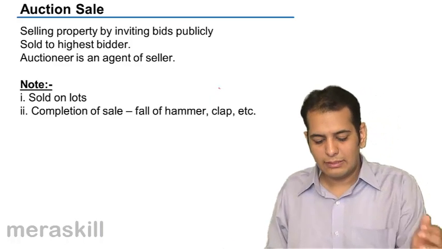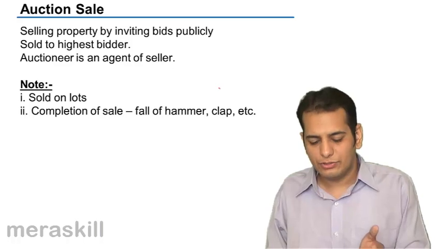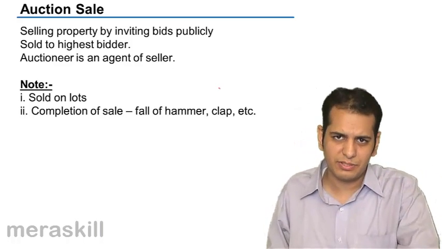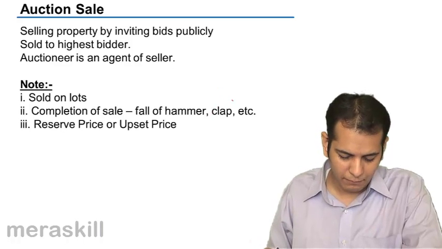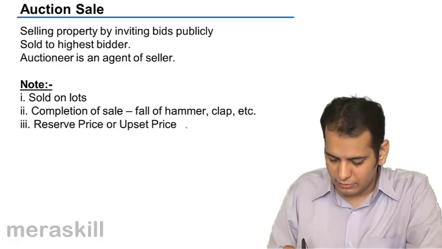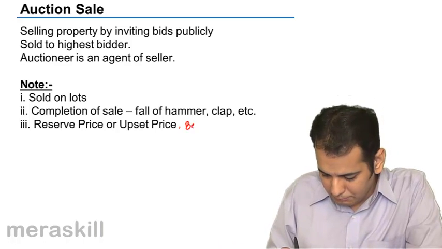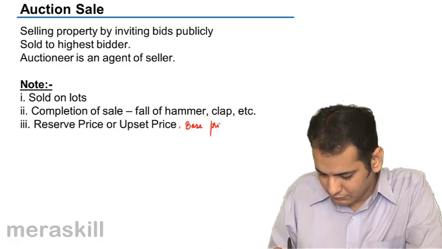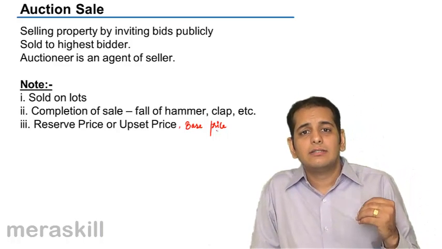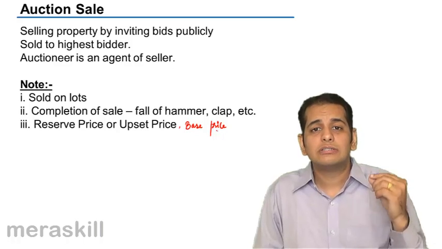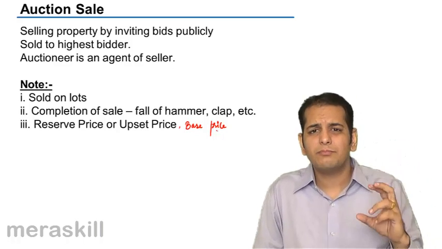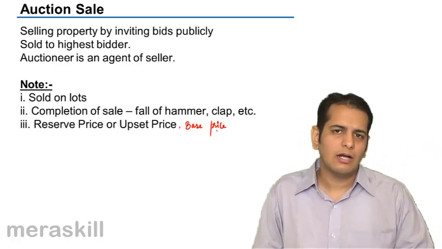Second, completion of sale is done by fall of hammer or clap or any other customary way. Third, there may be a reserve price or an upset price. It is also called the base price. Now, what is this price? This is the price that the seller wants at the minimum. This is the minimum price at which he will be agreeable to sell.